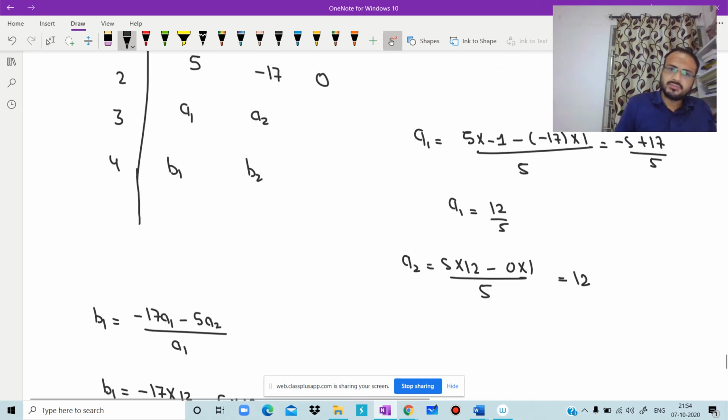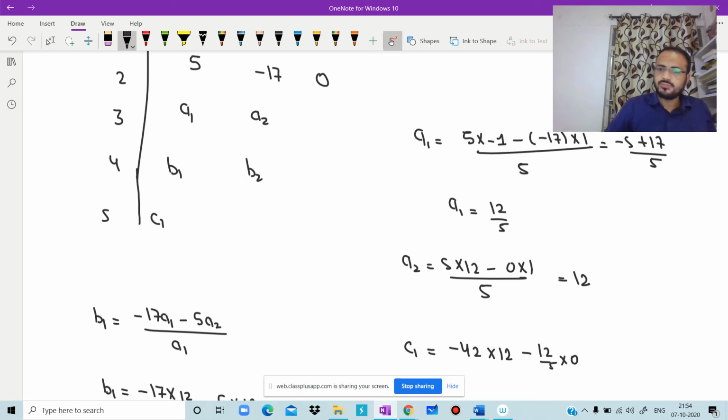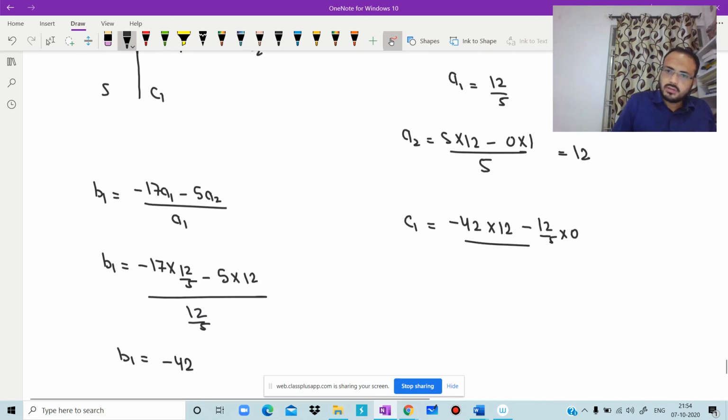Remaining terms are 0. Fifth row, that is C1. When you calculate C1, that is minus 42 into 12 minus 12 by 5 into 0, divided by minus 42. So you will get C1 is equal to 12.